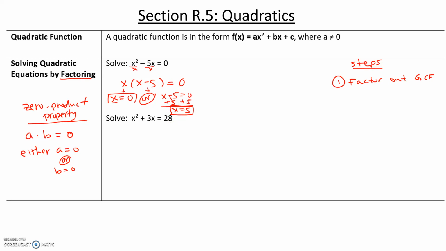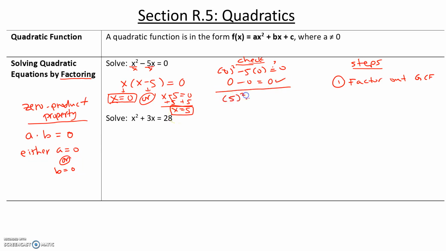Now, we're not going to check every single time, but I want to check just to show you guys that these solutions actually work. So if I plug in x = 0 in my original equation, I will get 0² - 5 times 0. And I want to check, does that in fact equal 0? So 0² is 0, 5 times 0 is 0, that does equal 0. That checks out.